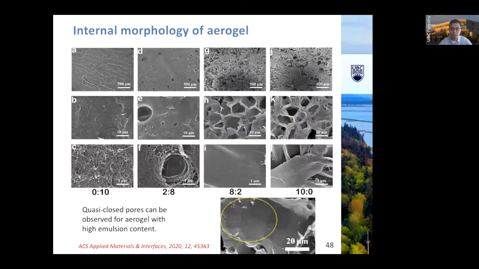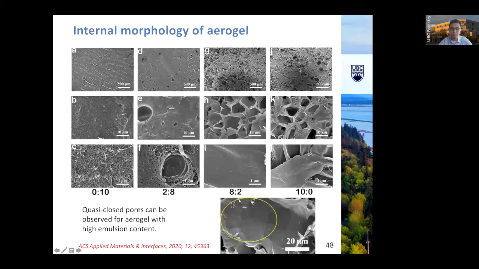So from the SEM image, we can see the original cellulose nanofiber aerogel without emulsion. You see those open connected pore structures, those mesopores, and by including the emulsion in there, we start to see some closed pores, right? So the pore will be cut open, but you can see it's closed on the other end.